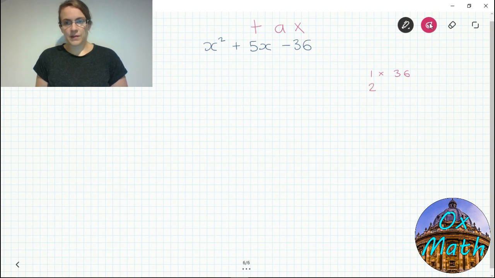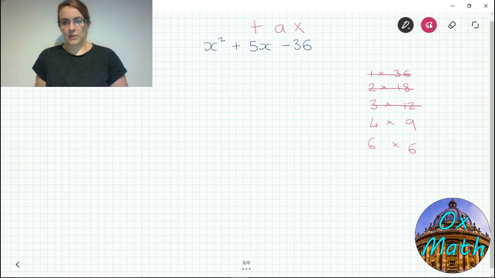So if I've got 1 times 36, 2 times 18, 3 times 12, 4 times 9, 5 doesn't go in, and 6 times 6. Now, we could look at 1 and 36. It doesn't matter which one I make negative, I'm not going to get 5, so that doesn't work. 2 and 18, again, I can't make 5. 3 and 12, I can't make 5. 4 and 9, I know that I've got to make one negative.